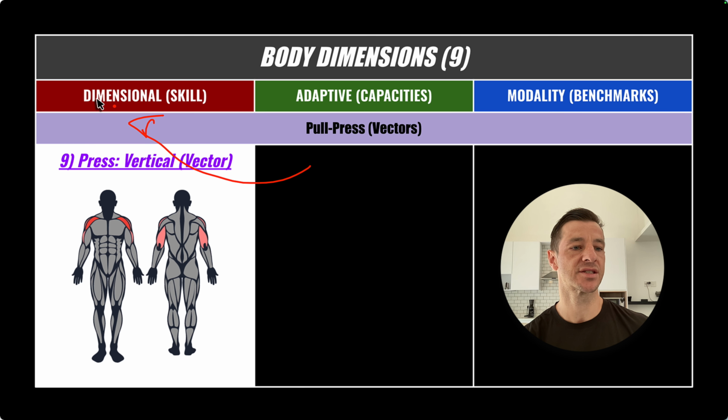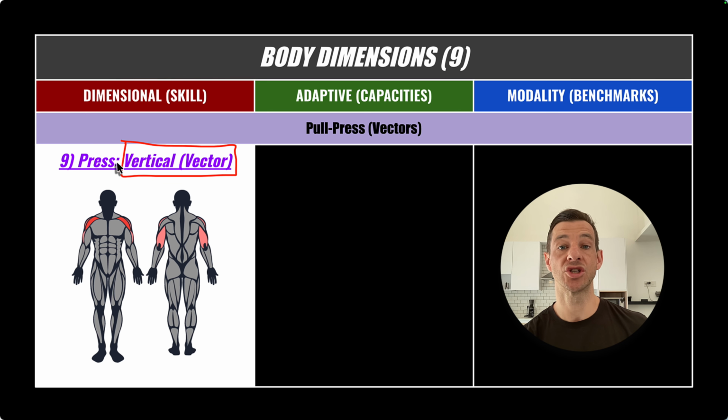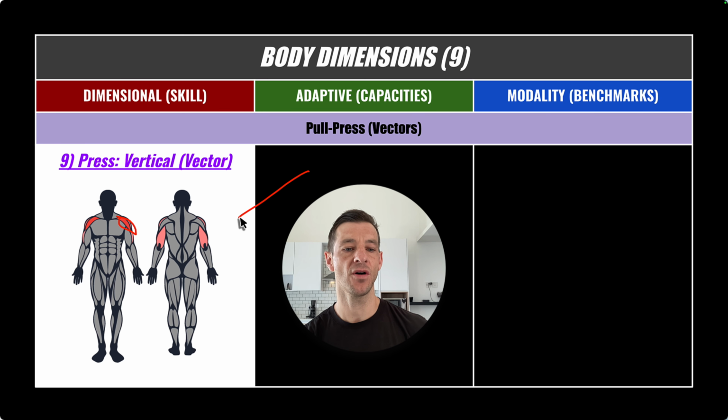To the left of our matrix, we have our dimensional skill. Which dimension are we looking at? The vertical vector. Which domain? In the pressing domain. Which skill? Today we're focused on vertical vector overhead strength. The muscle groups involved are the anterior and mid deltoids, as well as our triceps. Master every facet of overhead strength, and you will build beautiful delts and tris without even trying.